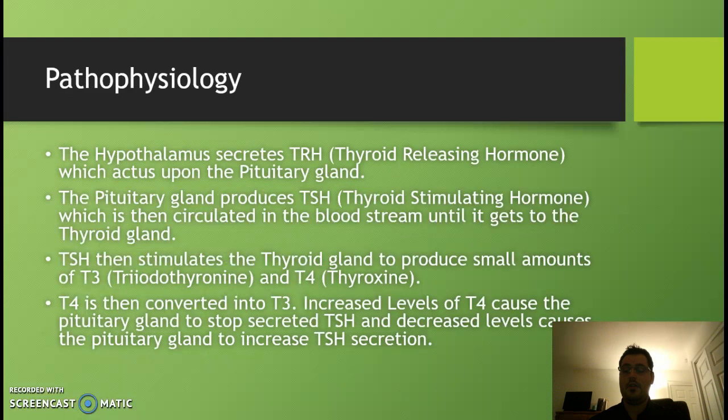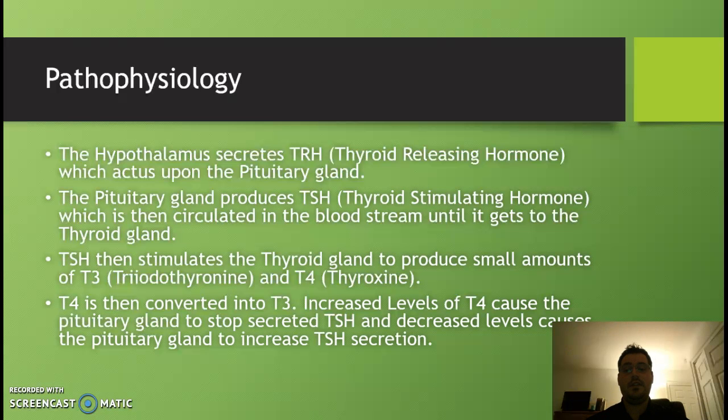There are 3 organs involved in thyroid hormone production. Thyroid hormone production starts at the hypothalamus. The hypothalamus secretes thyroid-releasing hormone, which acts upon the pituitary gland. The pituitary gland then produces thyroid-stimulating hormone, or TSH. TSH is then circulated in the bloodstream until it gets to the thyroid gland.